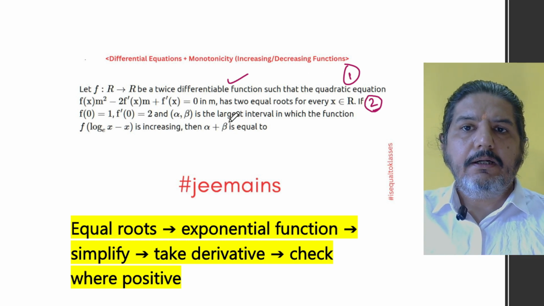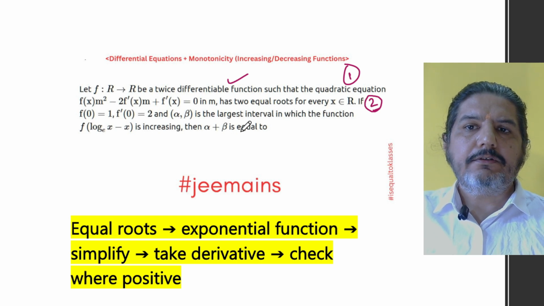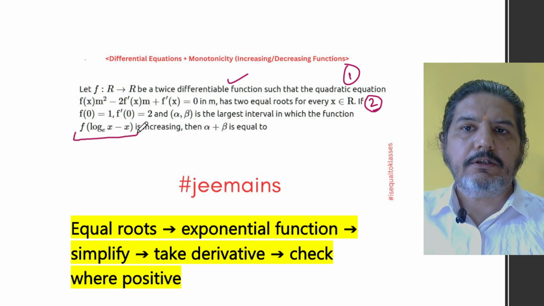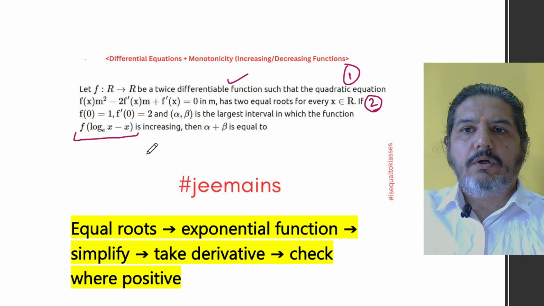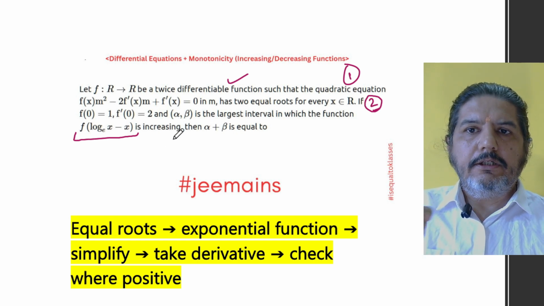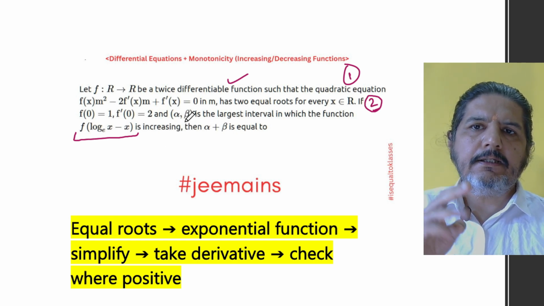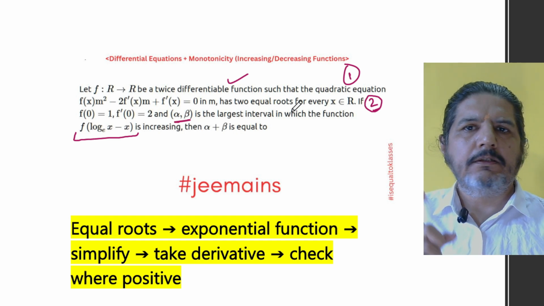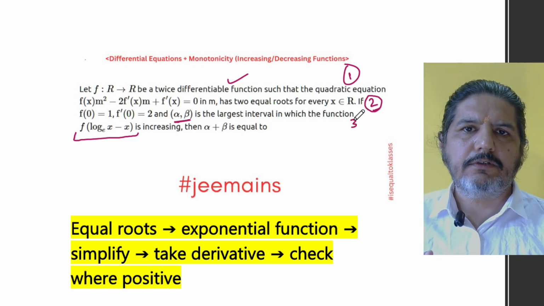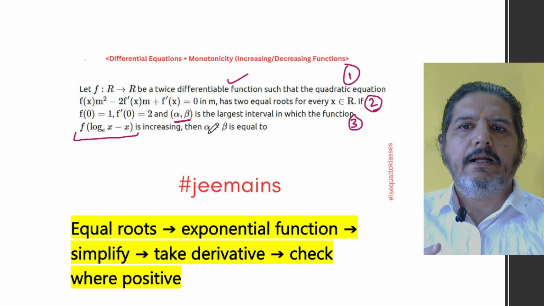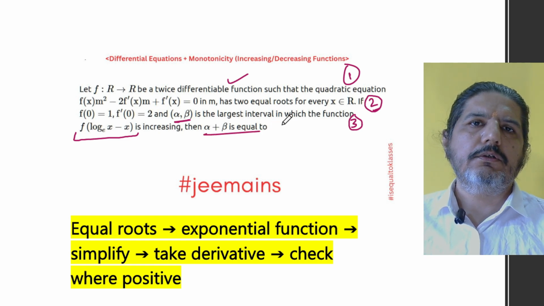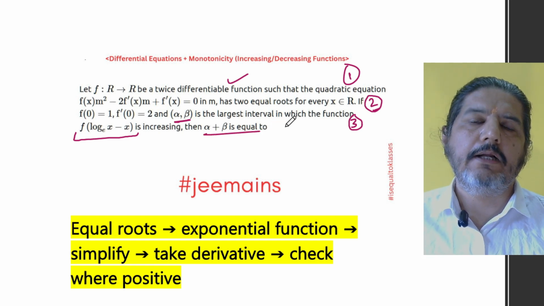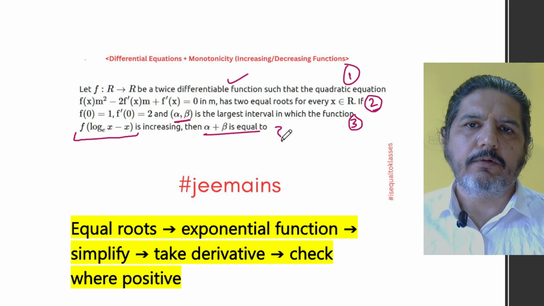This is the second input that we are given. Third, alpha beta is the largest interval in which this function is increasing. So this function is increasing in the interval alpha beta. This is the third input that is given to us. Then alpha plus beta is equal to, this is what we need to calculate. So this is what we need to calculate.